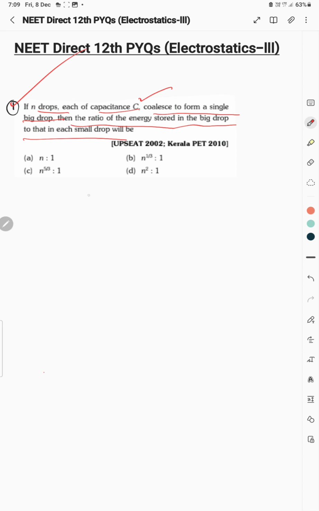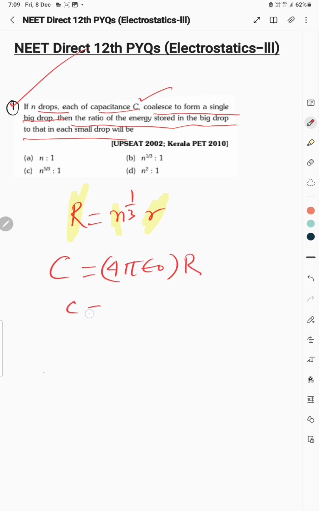You have N drops. So this is the formula which relates the radius of the large drop and the small drop, and n is the number of drops. All right. So capacitance of the large drop is, as you know, 4 pi epsilon naught into R. Small one is 4 pi epsilon naught into small r. This much you know. Okay.